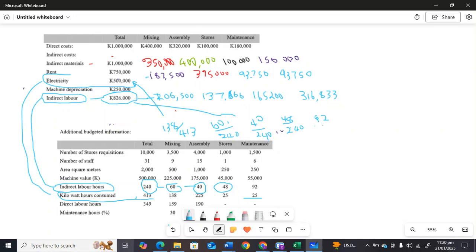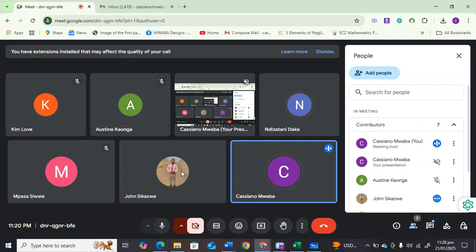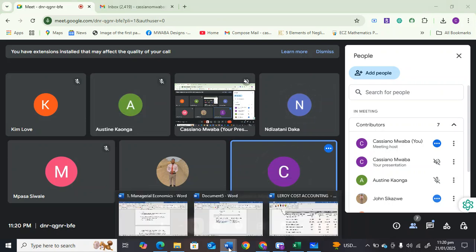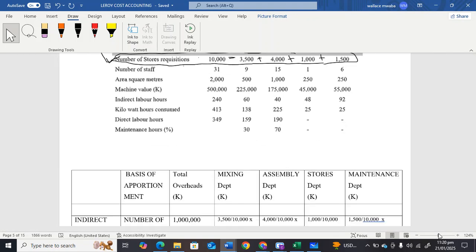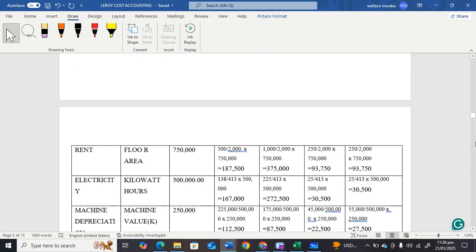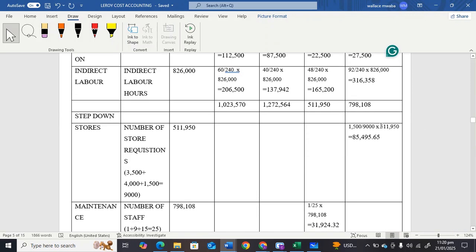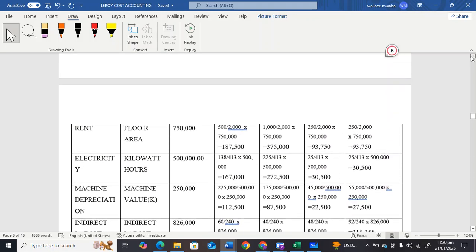Okay, yes, we are done. So what's next is we total up. Okay, we total up. Let's see, did we get our totals down?